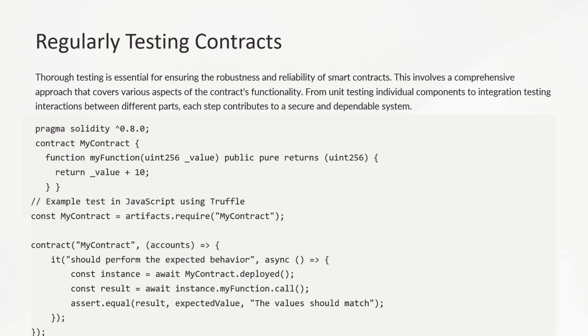The test asserts that the result obtained matches an expected value using assert.equal(result, expectedValue, 'The value should match'). This test script aims to verify that myFunction within MyContract behaves as expected by comparing the returned result with the expected value. Tests like these are crucial for ensuring the functionality and correctness of smart contracts, especially when deploying updates or changes to the contract logic.